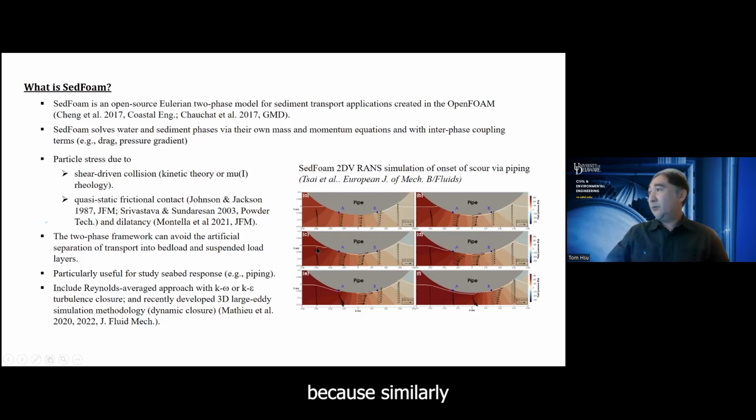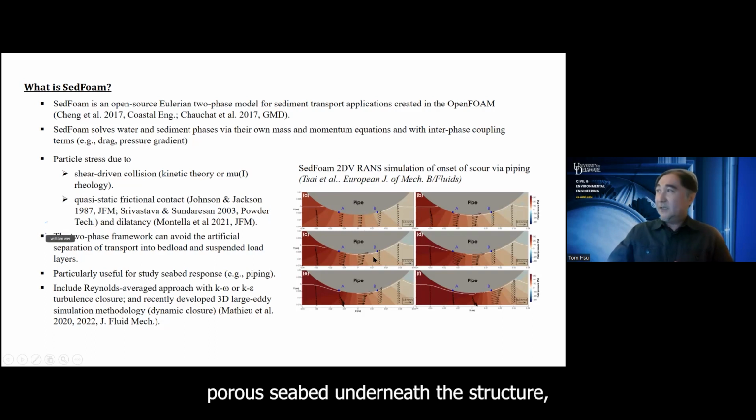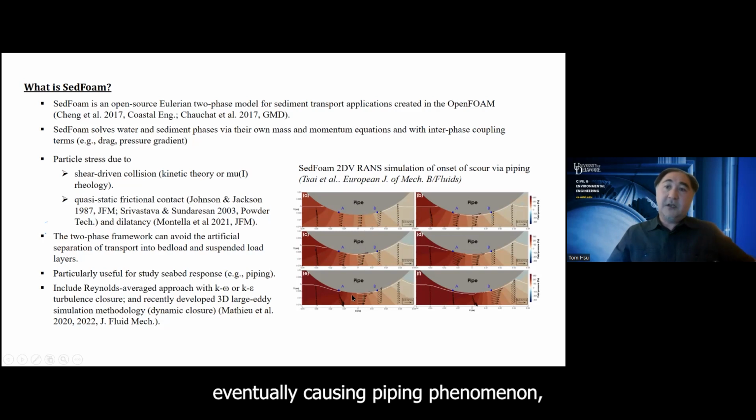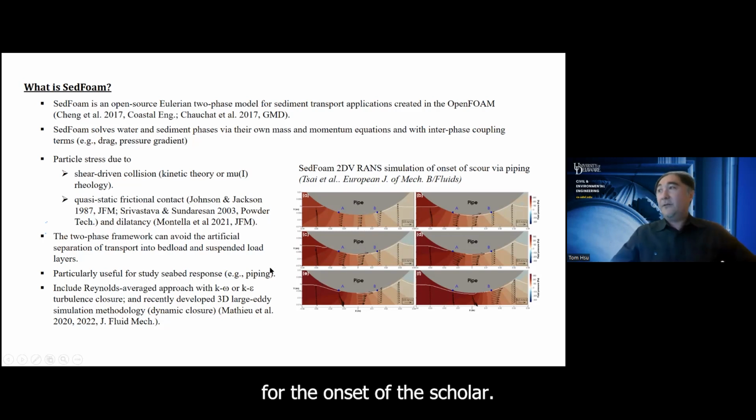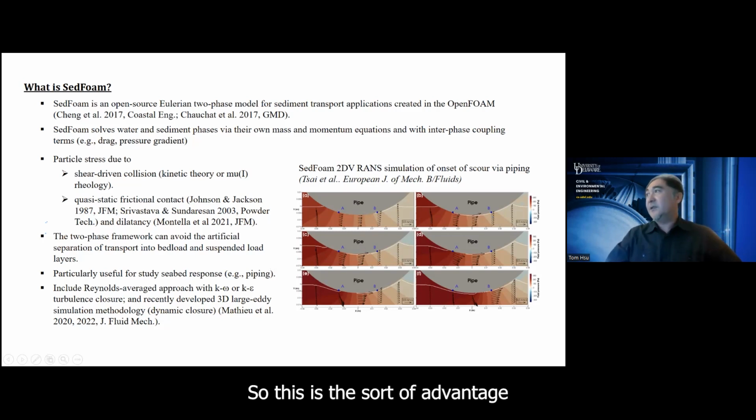And then in this case, we can simulate the flow going through the porous seabed underneath the structure, eventually causing the piping phenomenon, which is a well-known phenomenon for the onset of the scour. So this is an advantage: you can really use a two-phase model to deal with this problem.